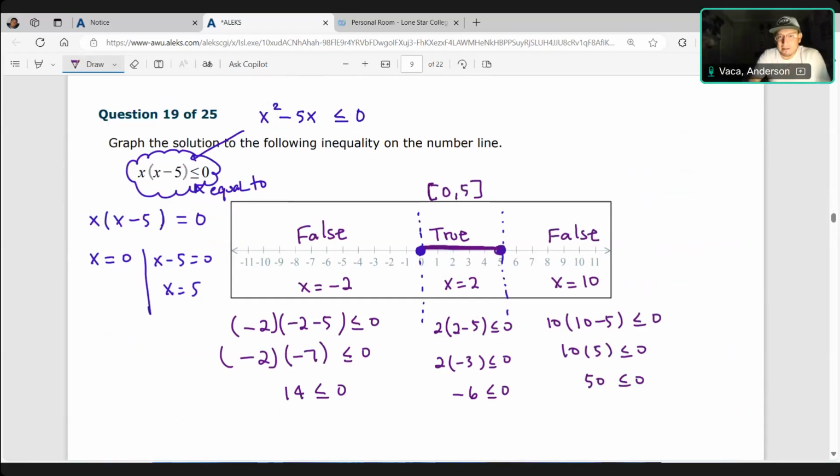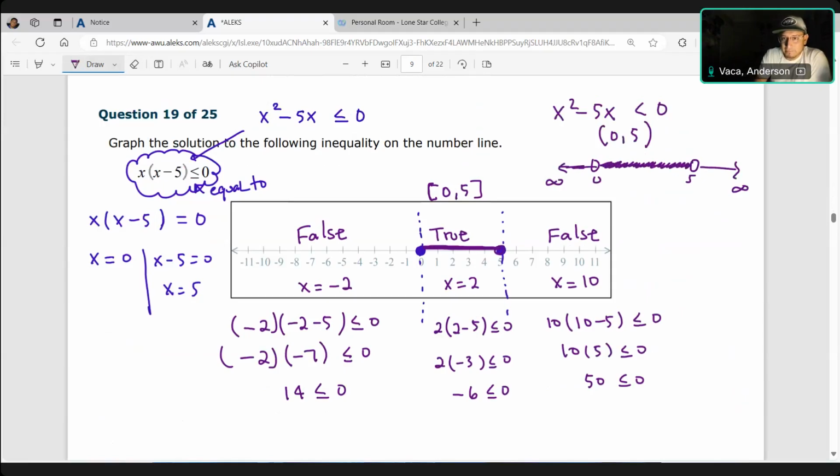The only difference, for example, if we would have had that as the example, then instead of brackets, it would have been parentheses, and the solution would have open circles, in that case at 0 and at 5. So this would have been the solution. I'm just going to try to highlight it, but there would have been open circles instead at 0 and 5.